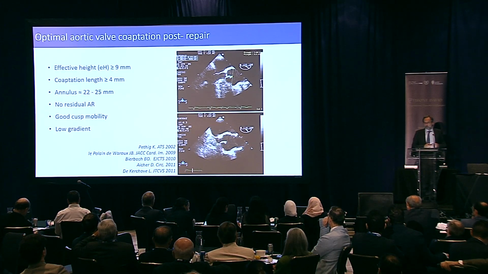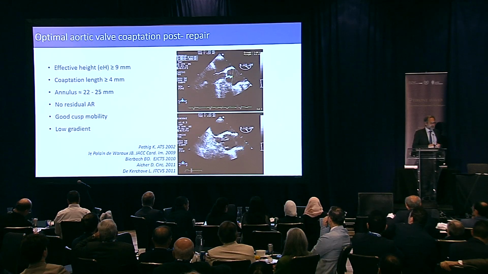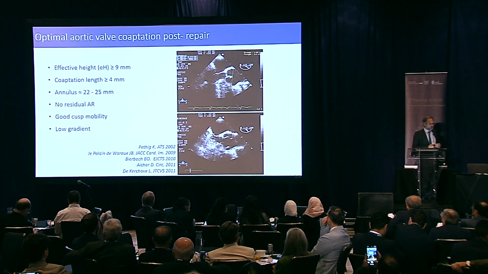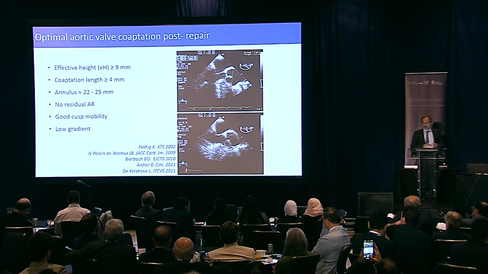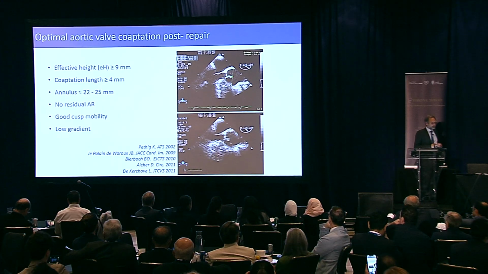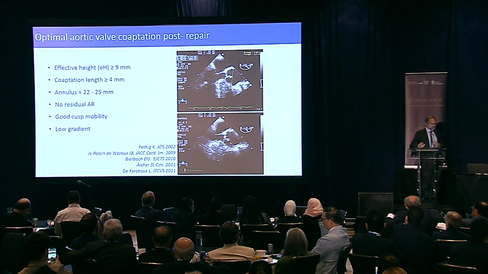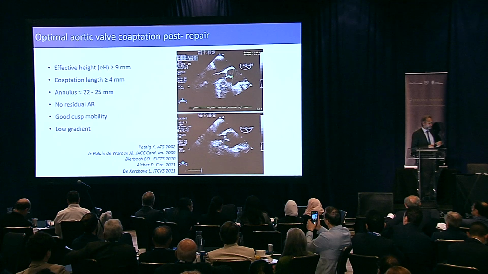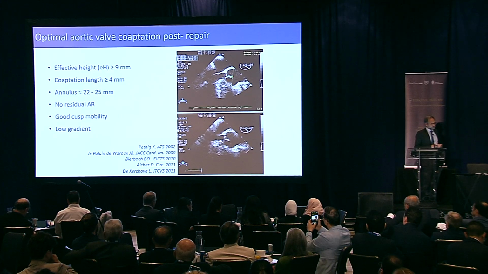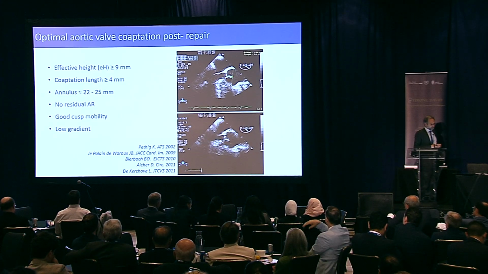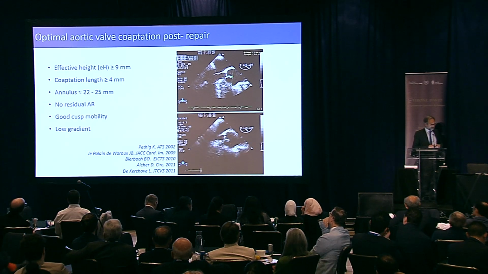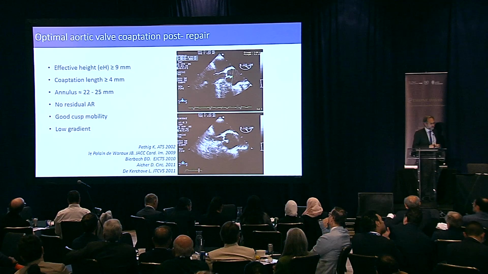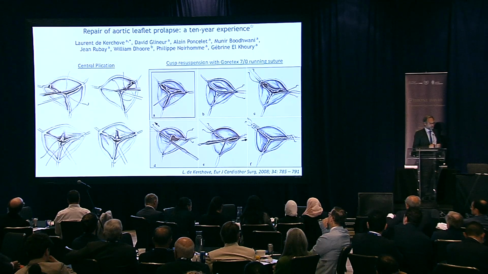We know that the ideal valve has an effective height at the end of more than 9 millimeters, a coaptation length above 4 millimeters, and an annulus ideally between 22 and 25. I would say 22 for the woman, 24 to 25 for the male. Of course, no residual AR, good mobility of all the leaflets, and a low gradient. Then you have the most chance to have the best start and the best long-term results for your patient.